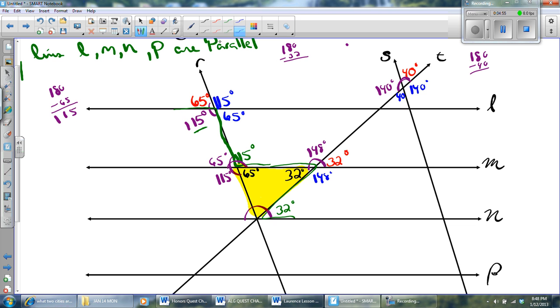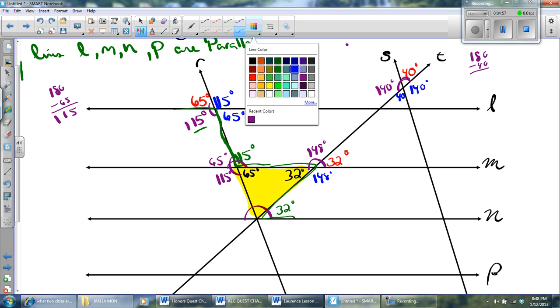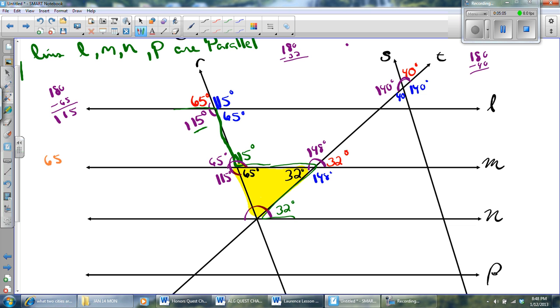So, to figure out that missing angle, I could take 65 plus the 32, the two angles I do know, and get 97. Then I could do 180 minus 97. And it looks like I'm going to borrow there. I'm going to get 83. This angle here must be 83 degrees.